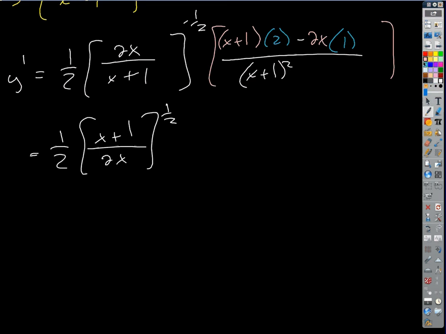Okay, well, let's simplify this. So on the top, if I distribute, I'm gonna get a 2x plus 2 minus 2x. That's just a 2, isn't it, right? So 2 divided by x plus 1 squared. Okay? What can I do? Can I simplify anything? Cancel what? An x plus 1. True. What's the easiest one to cancel? The 2. Right? Okay.